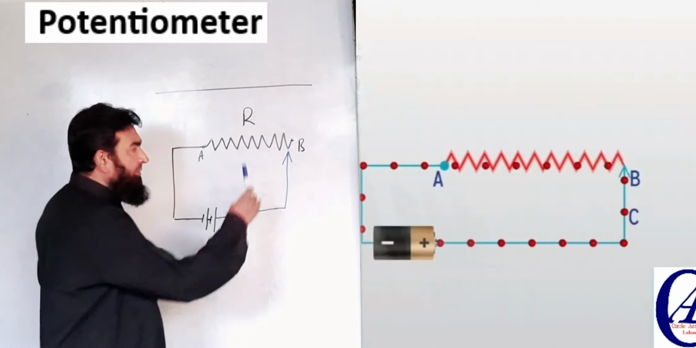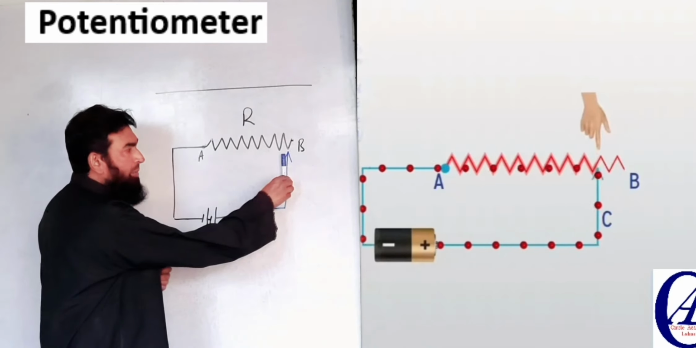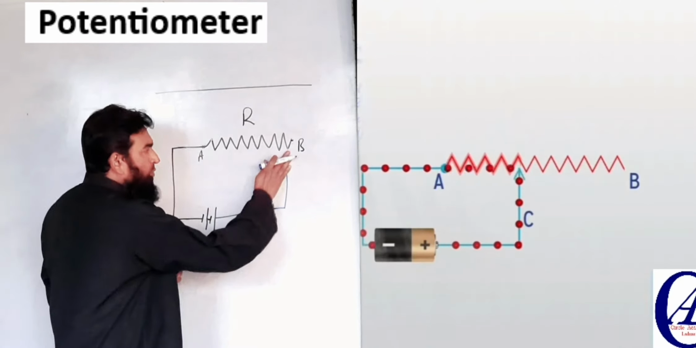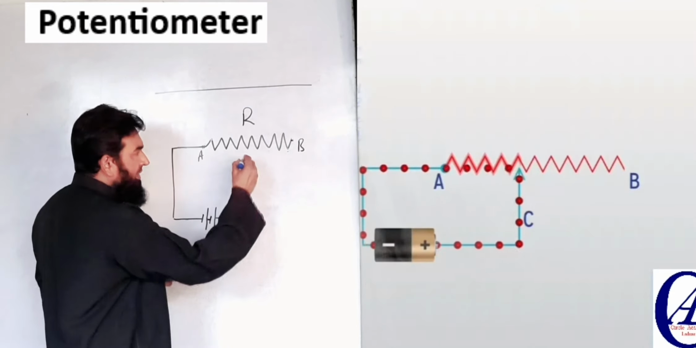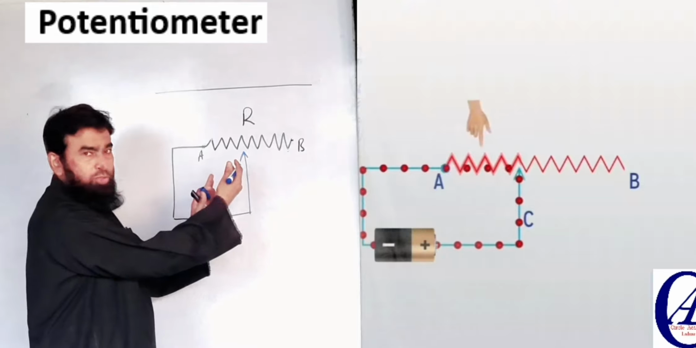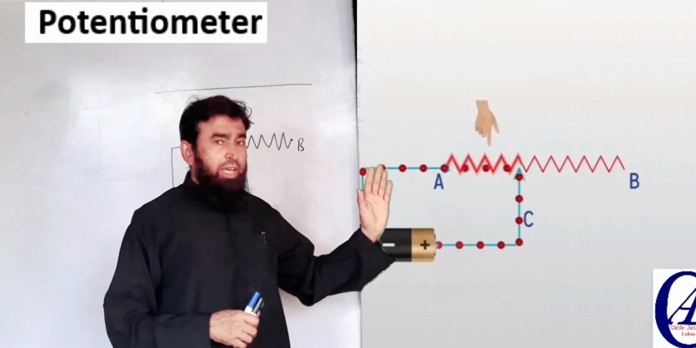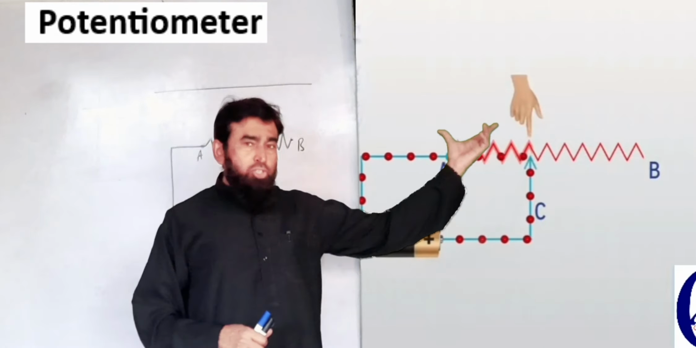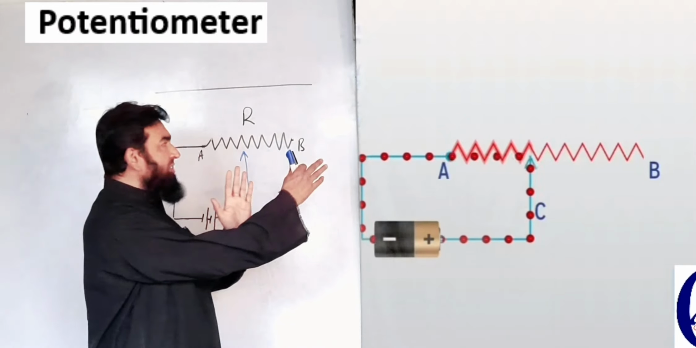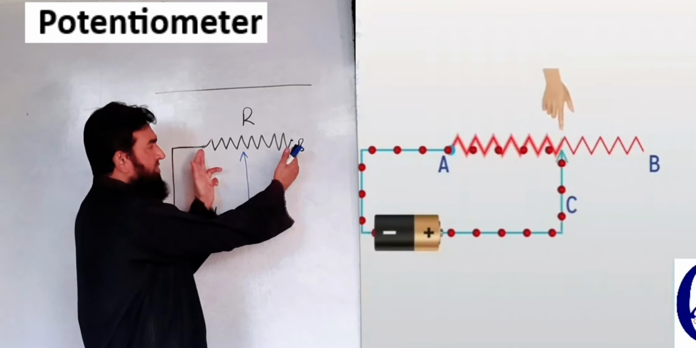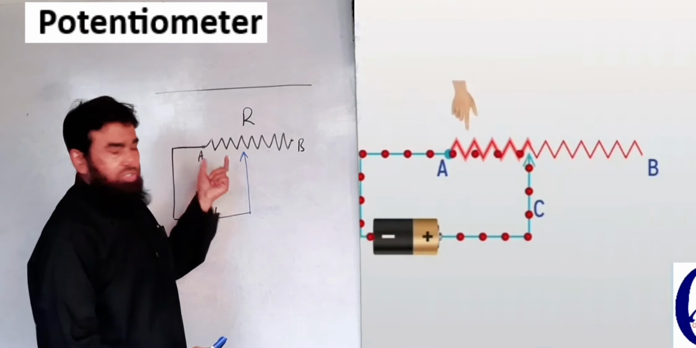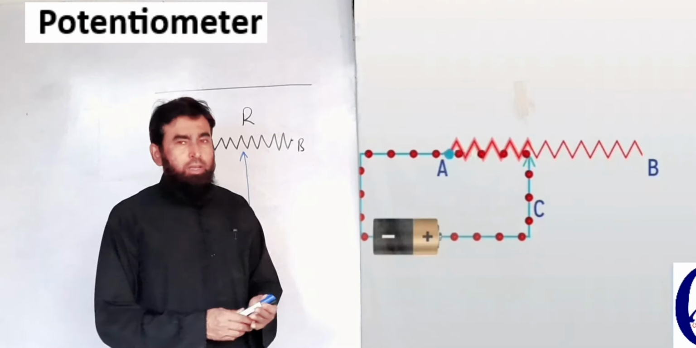Now, just imagine if I move this sliding terminal nearer to A, towards the left, something like this. Now you can observe that it has come to this position. You can see that the charges are only passing through a smaller area of the resistance. Previously, they were passing through a longer resistance. Now they are passing through a smaller portion of the resistance, as you can see here.